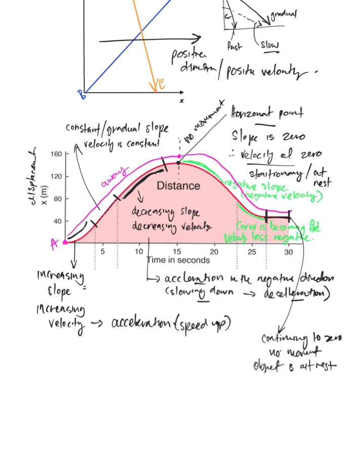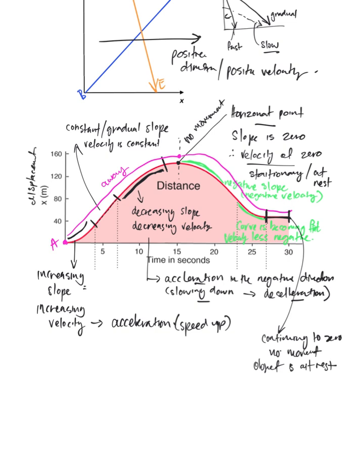you'll notice about these types of graphs that when we have a positive slope, so let's think about it like this. If you have a positive slope, you are moving in the positive direction. A negative slope means you're moving in the negative direction, and a zero slope means you're not moving at all. Right?